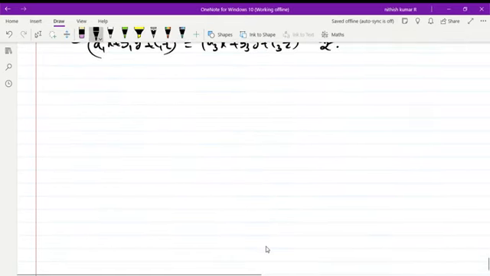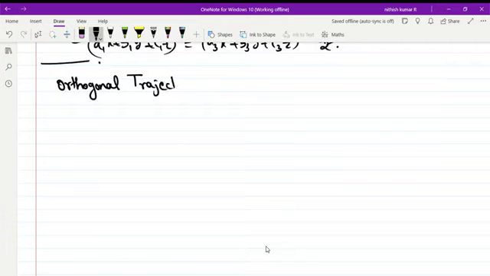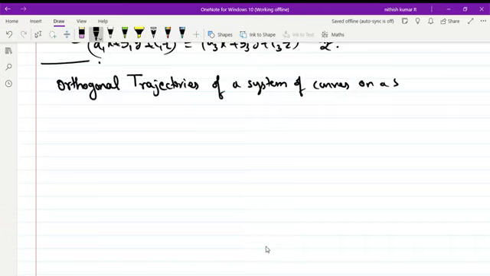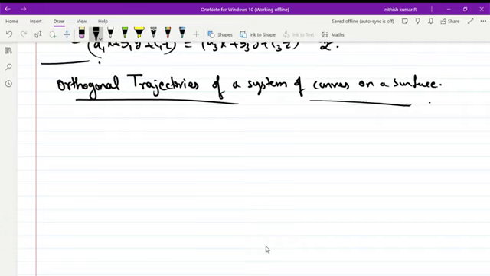Okay, let's continue now. The next chapter is orthogonal trajectories of a system of curves on a surface. So given a surface f of x, y, z.